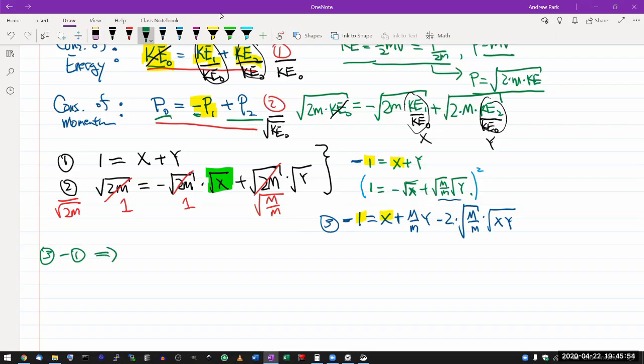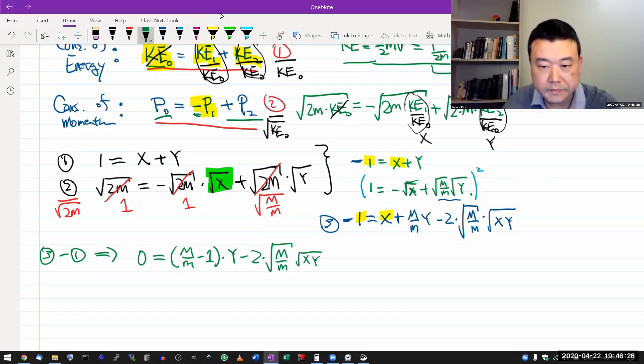And when you do that, the left-hand side becomes 0, equal to, x's cancel out, at least that one does. And I have this big M over small m y minus y. So factoring out y, I'm going to get big M over m minus 1 times y minus 2 times the square root of big M over m square root of xy. I still have 2 unknowns. That's a bummer.